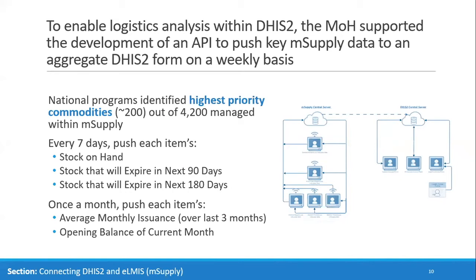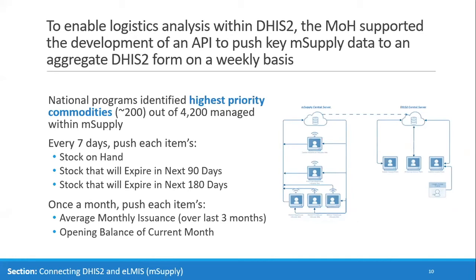So this happens every 7 days right now, and they'll talk a little bit more about the configuration, but right now it comes into a daily data entry form. But once every 7 days, we look at the stock on hand, stock that will expire in the next 90 days, as well as stock that will expire in 180 days. Whereas once a month, on the last day of the month, we're pushing each item's average monthly issuance over the last 3 months, as well as the opening balance.